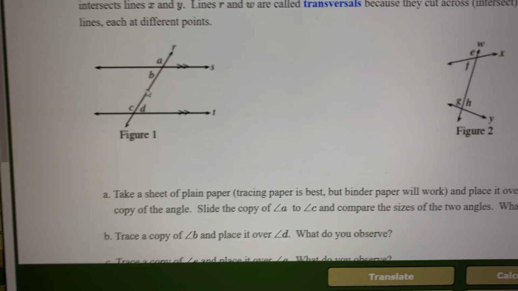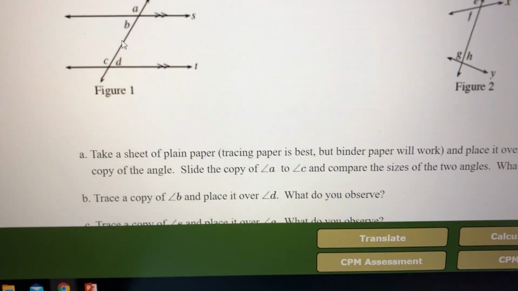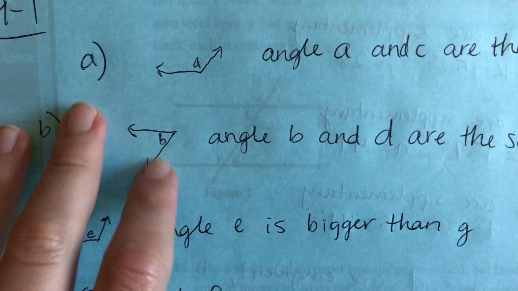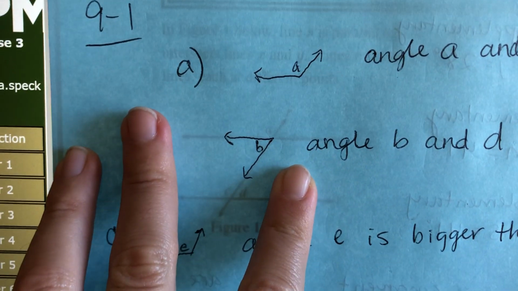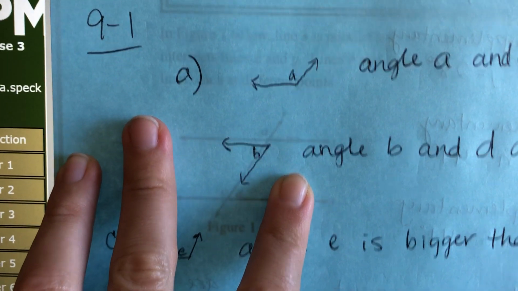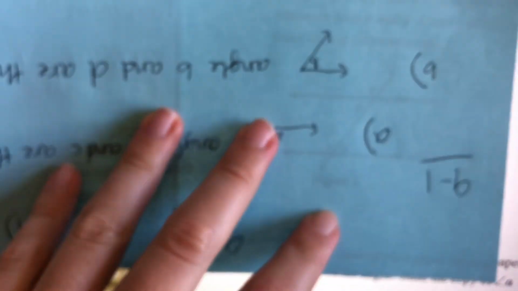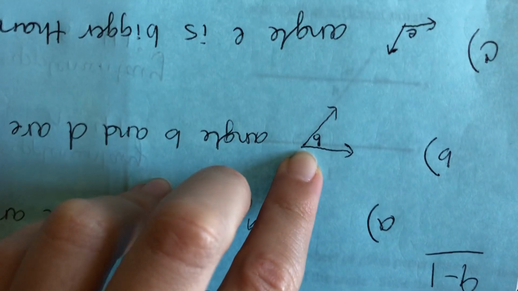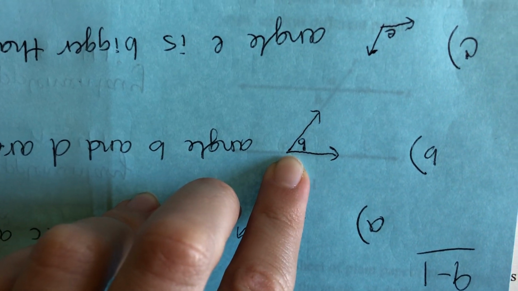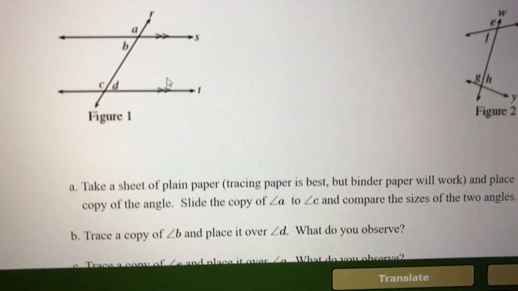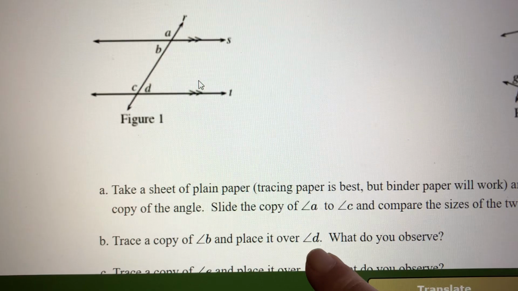Then for part B, it says trace a copy of angle B. So here's angle B. There's my tracing that I did, and then I put it over angle D. Here's B and then here's D, and it looks exactly the same again. So B and D are equal. So angle B and angle D are equal.